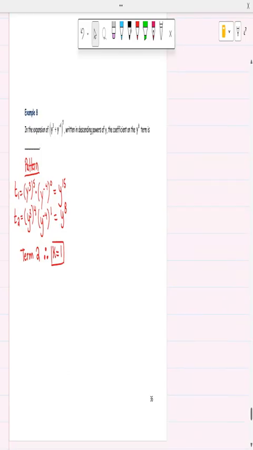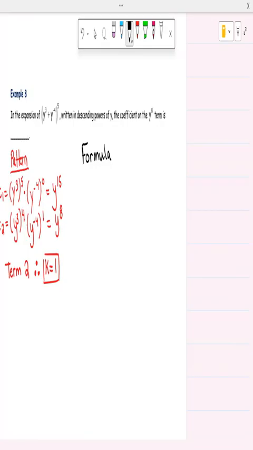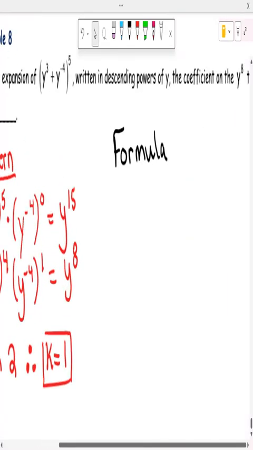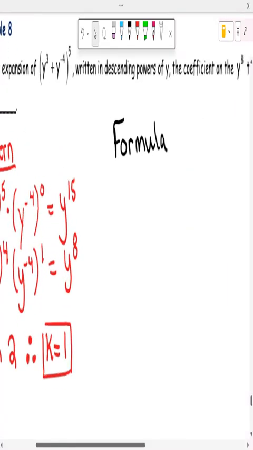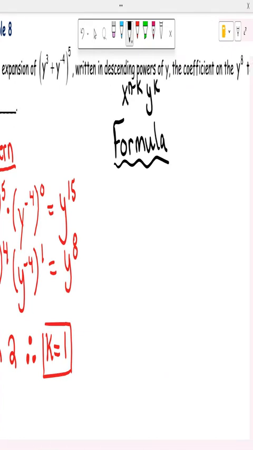If you never hit that pattern, then either you did something wrong or there's a typo. All right, so using the formula, I'm just going to make this bigger. So again, you're picturing x to the n minus k, y to the k. That's the part of the formula we're using. So again, in the k position, don't care about the coefficient.